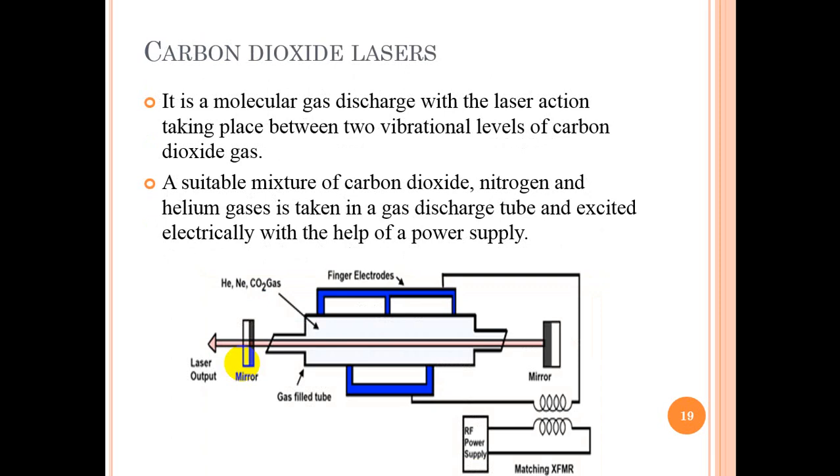The next is the carbon dioxide laser. It is a molecular gas discharge with laser action taking place in 2 vibrational levels of carbon dioxide gas. In this design, the gas is sealed in the glass tube. This laser configuration can be pumped with either DC or RF excitation methods. If DC excitation is used with a sealed tube carbon dioxide laser, then it is constructed like the helium-neon gas laser.